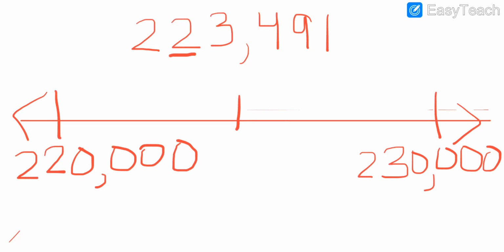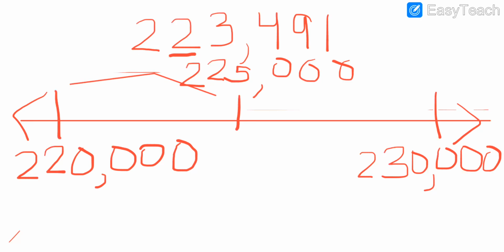Now, think about this. What number is halfway between 220,000 and 230,000? If you guessed 225,000, you are correct. That is going to be halfway between those two numbers on a number line. Now, here's the fun part. We have to figure out which side 223,491 falls on. Does it fall between 220,000 and 225,000, or does it fall between 225,000 and 230,000? What do you think?